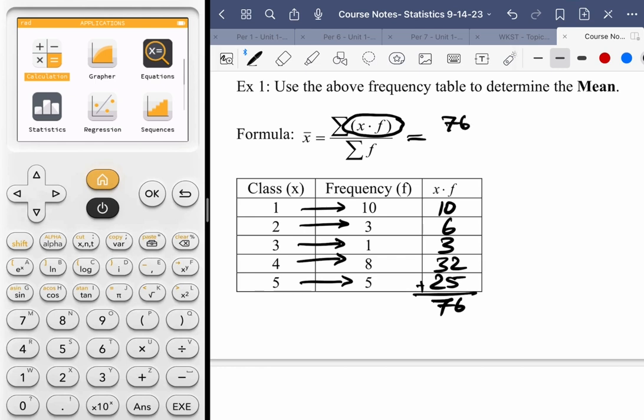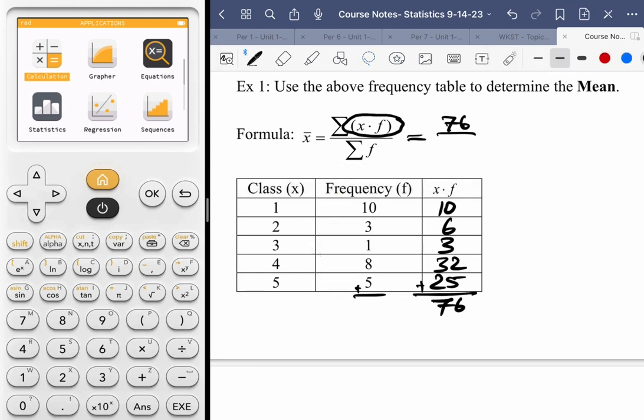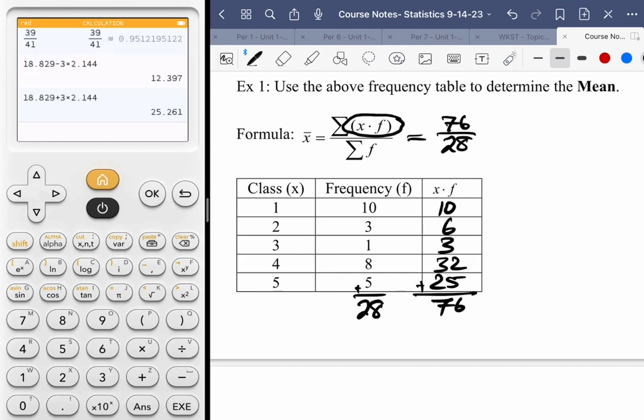76. The denominator is what I would get if I added up all these values. So 10 plus 3, 14, 15 if I add the 1, 23 if I add the 8, and 28. So 76 over 28. I'll just go into my ordinary calculator here. 76 divided by 28 is 2.714.